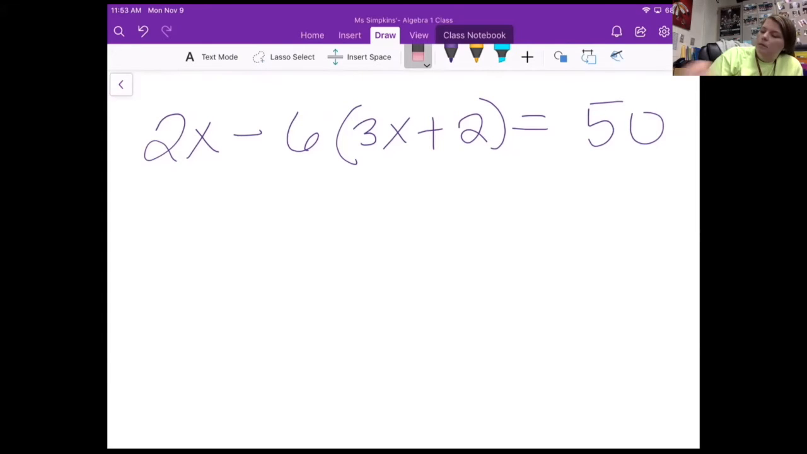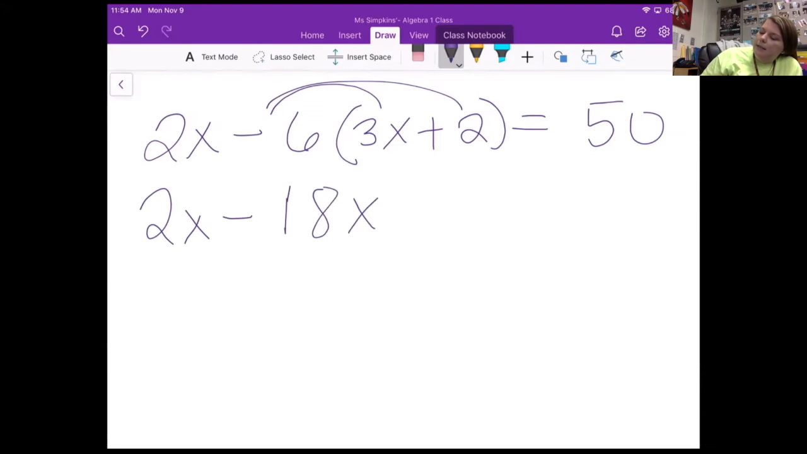Madison. Distribute. Yeah, we could distribute the minus 6. So let's go ahead and distribute that minus 6 to both of those things in the parentheses. So we still have 2x. Minus 6 times 3x would be minus 18x. Minus 6 times 2 would be minus 12. Still equals 50, but we're just not even gonna look over there yet.